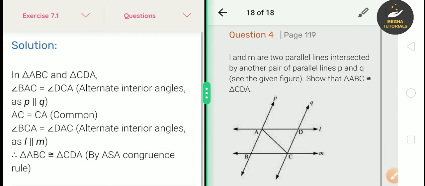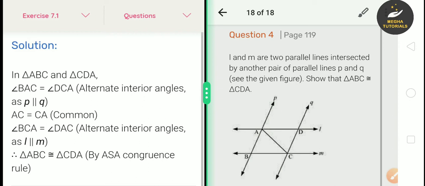Now please remember that it is given that two lines are parallel. So when two lines are parallel, you must recollect that corresponding angles are equal, alternate angles are equal, and co-interior angles are supplementary. That is, the sum of co-interior angles is equal to 180 degrees. So let's start with the solution.